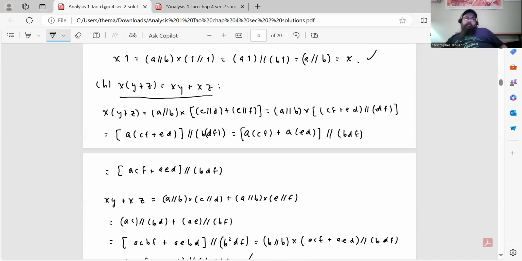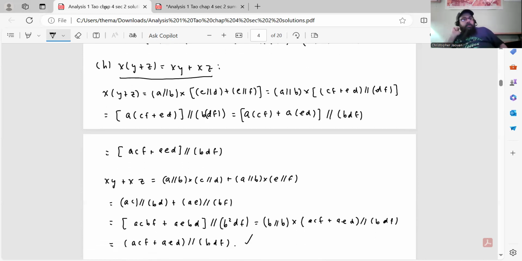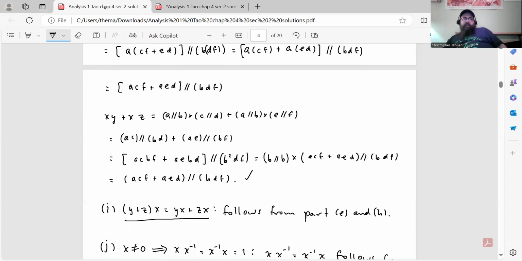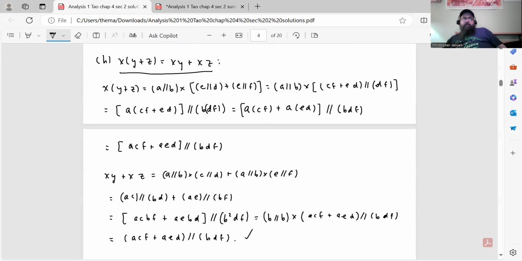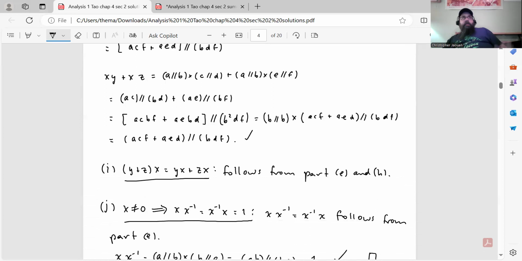Okay, then we show the distributive law. So if you look at x times y plus z and just do the calculation out, you get ACF plus AED double slash BDF. And if you do xy plus xz, when you simplify, notice that you get the same rational number. So that shows that multiplication distributes over addition. And we don't have to worry about proving I because we just proved the distributive law above in part H, and we also showed that multiplication is commutative in part E, so we get part I here for free.